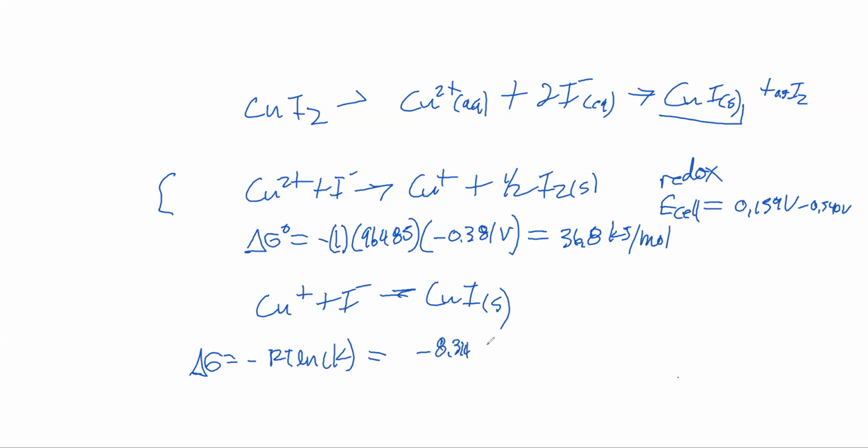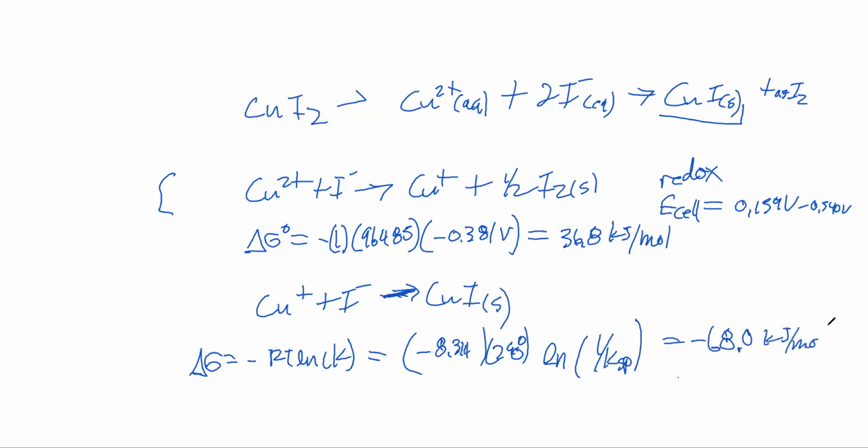R, 8.314, times 298, times the ln of our one over our KSP. Now we're using the 1 over the KSP because it's the opposite of our dissolution equation, right? So we should be going the opposite way. This is the precipitation. And so this ends up being negative 68.0 kilojoules per mole. And that seems like a very spontaneous process.